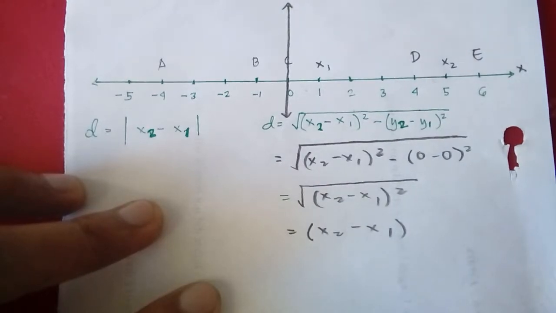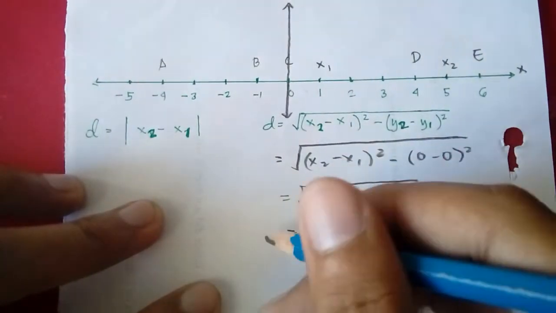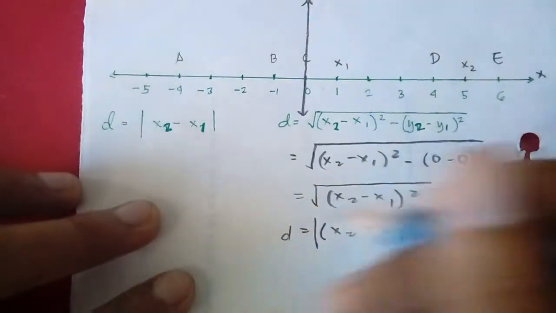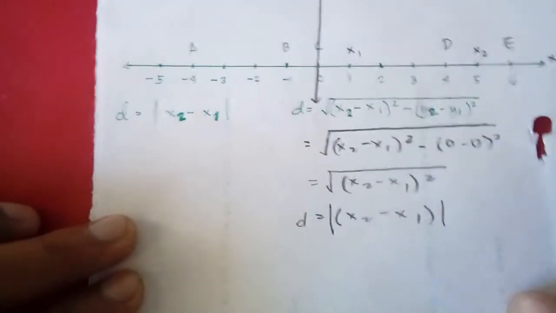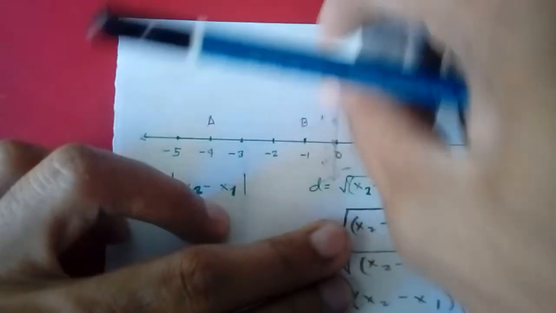And dahil distance ang pinag-uusapan natin, distance is always positive. So we need to put absolute value. At ayun na ang ating formula. So, let's erase the y-axis here. Kasi wala naman talaga tayong y-axis.